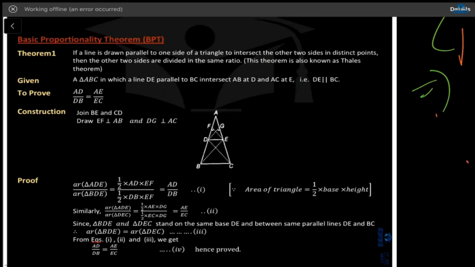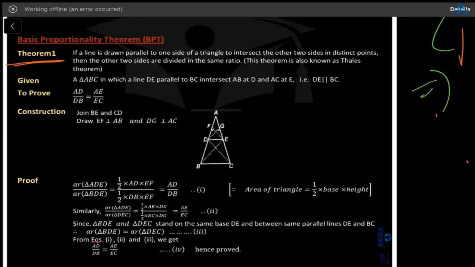The basic proportionality theorem, that is BPT, theorem 1. You can directly use the theorem, but even for directly using it, you should know how it is proved and what the theorem says. If a line is drawn parallel to one side of a triangle to intersect the other two sides in distinct points, then the other two sides are divided in the same ratio.